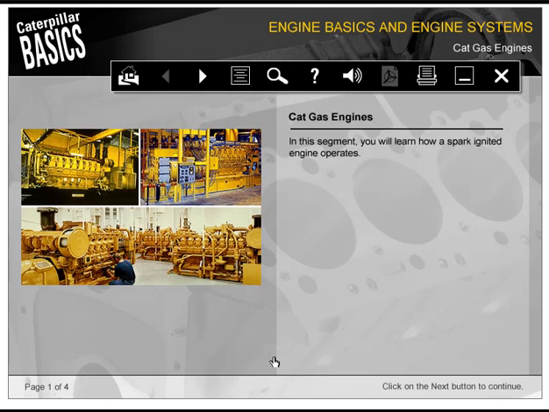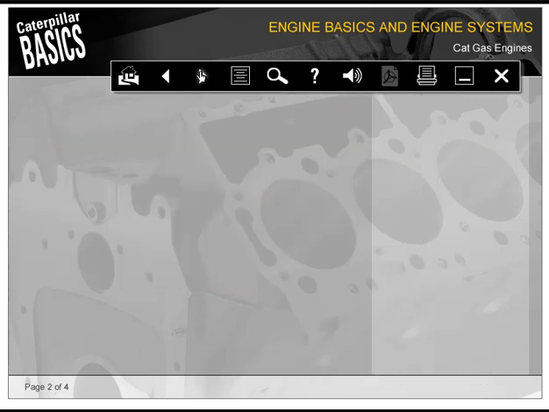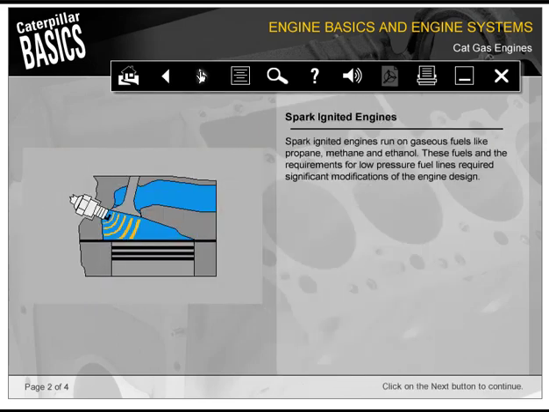In this segment, you'll learn how a spark-ignited engine operates. Spark-ignited engines run on gaseous fuels like propane, methane, and ethanol. These fuels and the requirements for low-pressure fuel lines required significant modifications of the engine design.